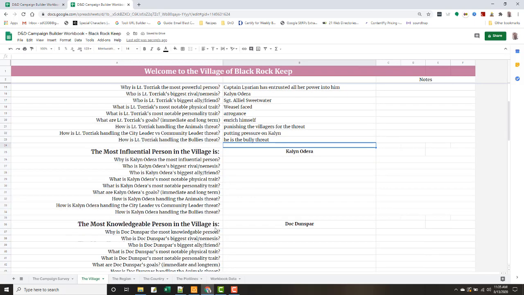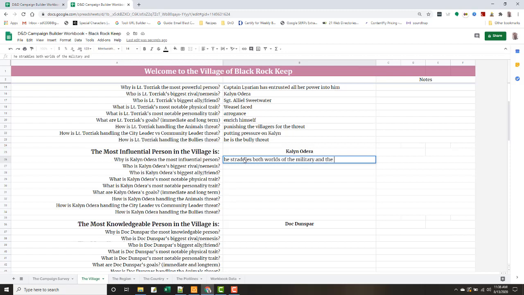Then we come to detailing Kaelin O'Dara. Why is Kaelin O'Dara the most influential person? Because he straddles both worlds of the military and the village life. Biggest rival nemesis is going to be Captain Learian. Biggest ally friend.